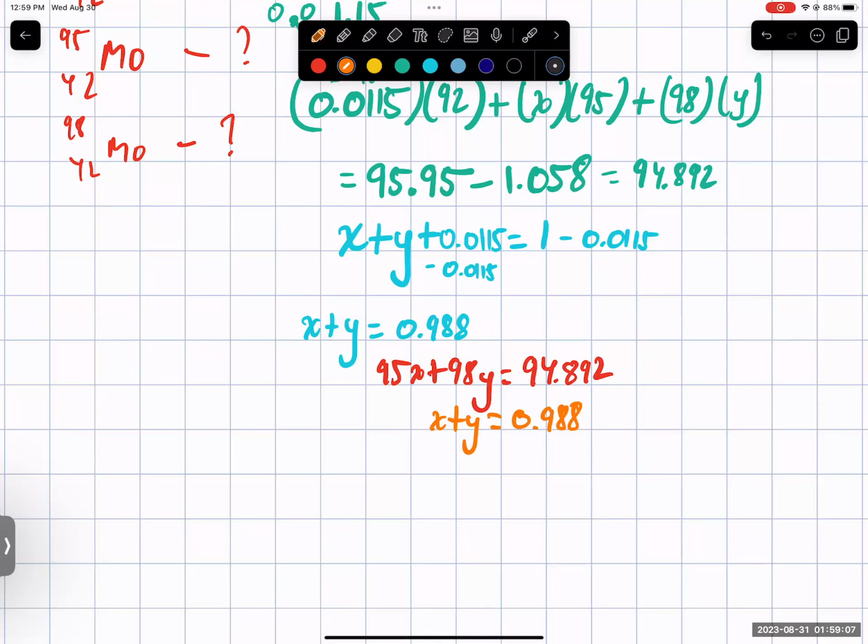Now y'all probably have some PTSD from algebra class, but that's what we have to do here to solve this problem. If you remember, there's two ways to solve these. They're called systems of equations. You can solve them by substitution or by elimination. Which one do you want? Elimination.